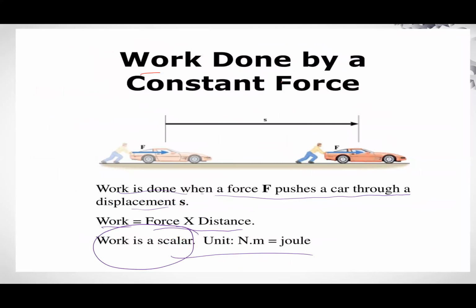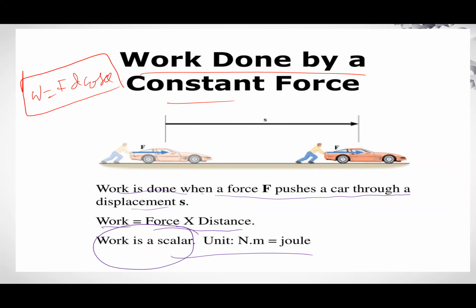Work done by a constant force is equal to F D cos theta. If this is the force and this is the displacement, this is the work done by an increasing force, graph of increasing force. Work done by a constant force, displacement and force. This is the graph of work done when force is kept constant.